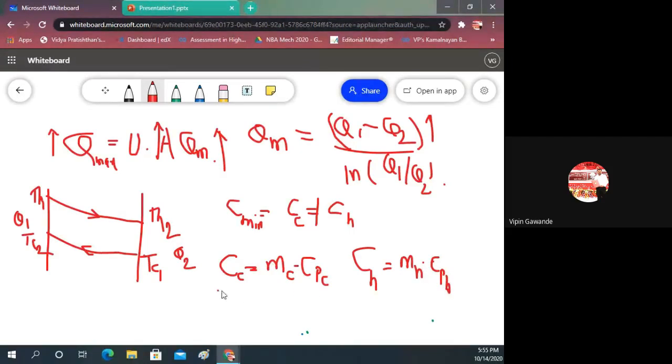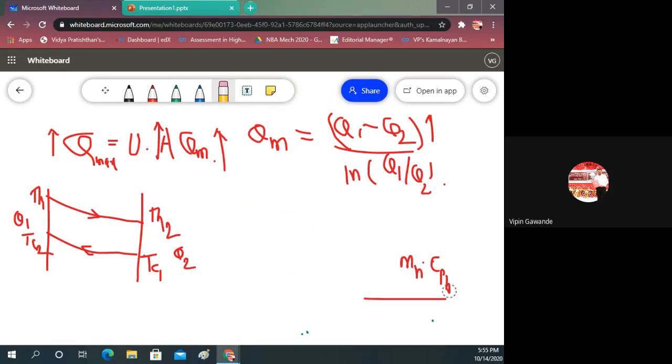Now we have to calculate the product of these two, m_c C_pc and m_h C_ph, and out of that we have to take the minimum value. Why minimum value? I will tell you that. If we take the minimum value, then only we'll get the maximum temperature difference. How it comes? We will understand from the energy balance equation.